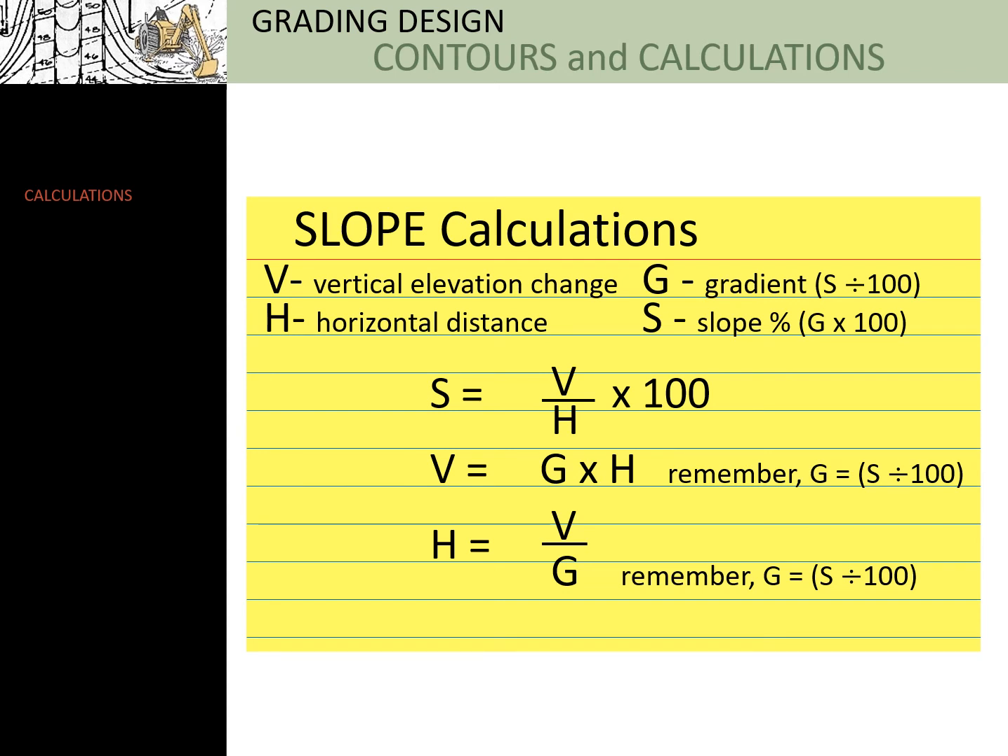So that becomes our third formula on the handout: H equals V over G. Again, do not forget that G equals S divided by 100, if S is the one that's given to you.